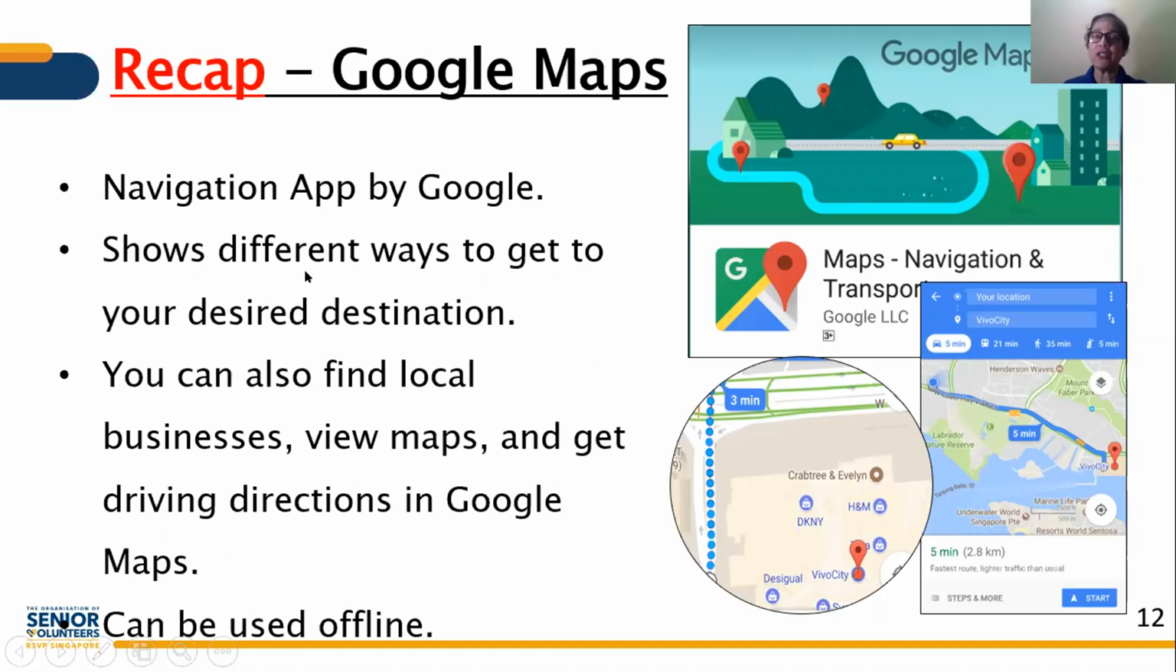It shows different ways to get to your desired destination. You can also find businesses, even nearby businesses, you can check driving direction, and good part, it can be used offline. What does it mean? You do not want to spend so much money on data, paying for the data. You can download it earlier, but the only concern is that if there is a roadblock on the very day itself, which you have not downloaded earlier, it will not show. That's the only difference. Okay, so what I'm going to do right now, I'm going to stop sharing this.